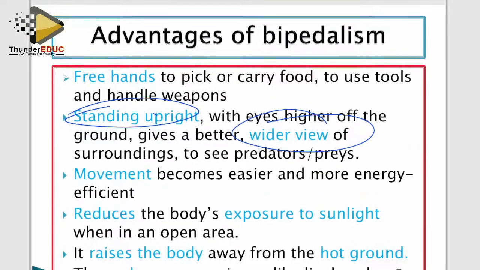When he's walking, you see he's checking the hands. Free hands so that you can carry other things. Movement is made easier and energy efficient. What if you're walking on four limbs? Is that energy efficient? No. The body is raised. So, guys, you explain based on what you see.